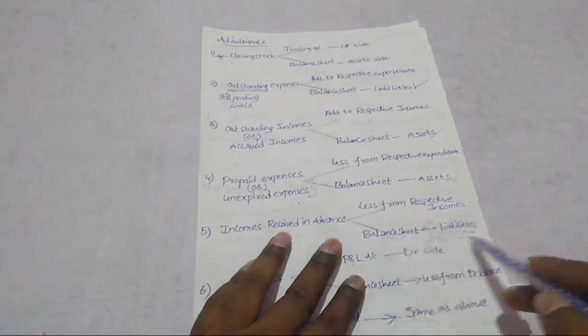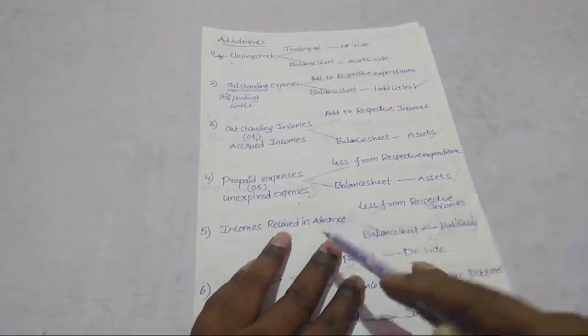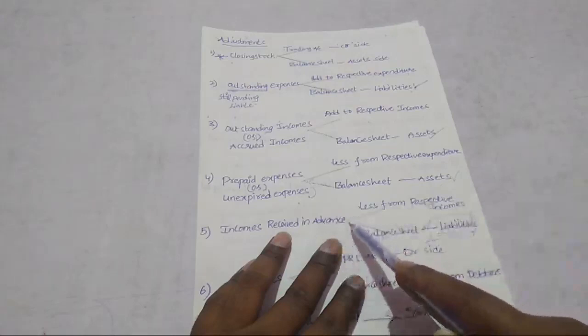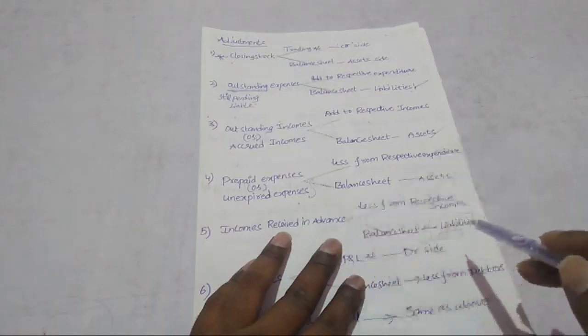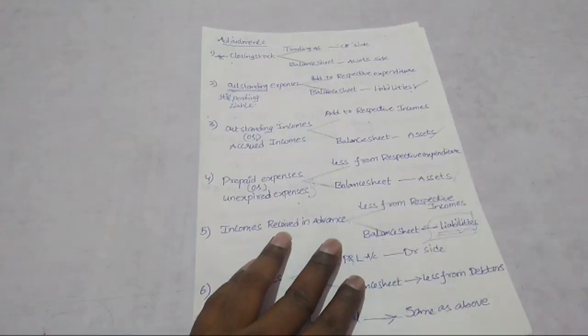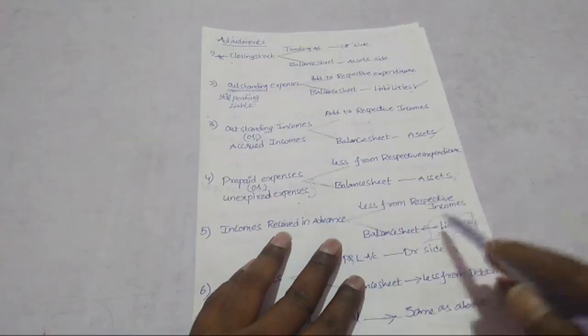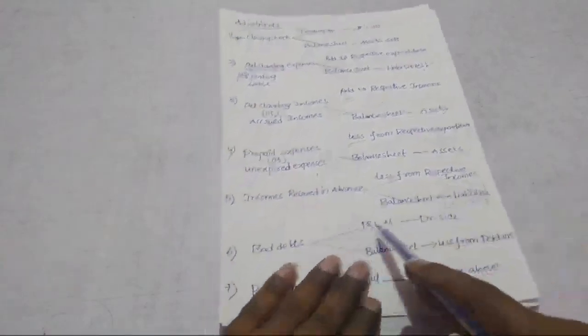Why are we writing it in the liabilities? Because whatever income we have received in advance is going to be a burden for us till we complete that particular work. So it is treated as a liability.